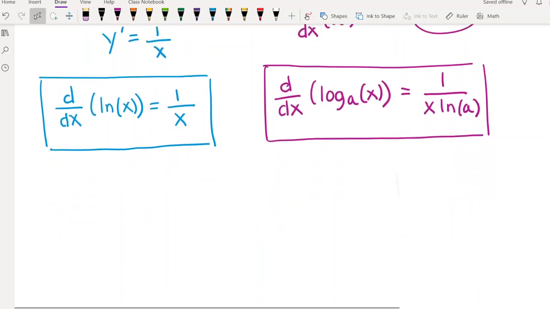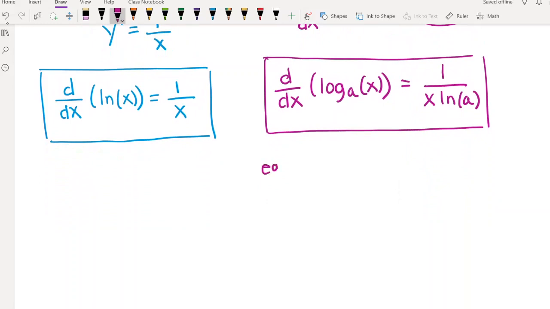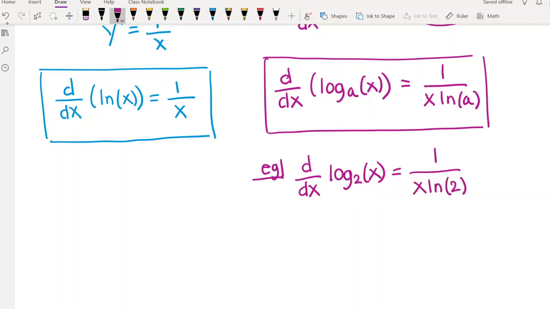Just to give a concrete example, if you were asked to find the derivative of log base 2 of x, it would be 1 over x times ln of 2. So it's very similar to 1 over x, it's just off by a factor of ln of 2.